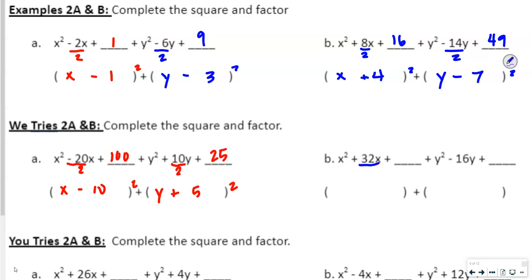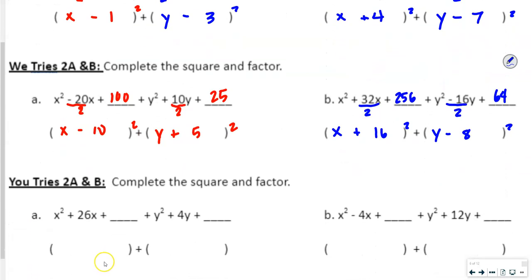Keep going, 32 divided by 2, so that's going to be x plus 16 squared. 16 times 16 is 256. Then we've got negative 16 divided by 2 is y minus 8 squared, and negative 8 times negative 8 is 64. A couple more down here.